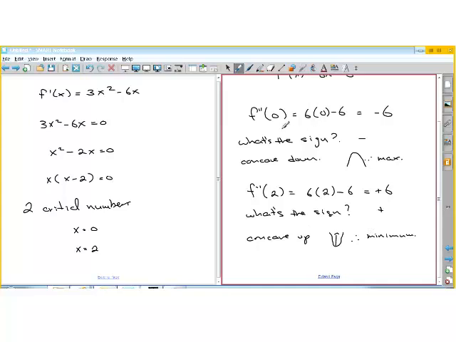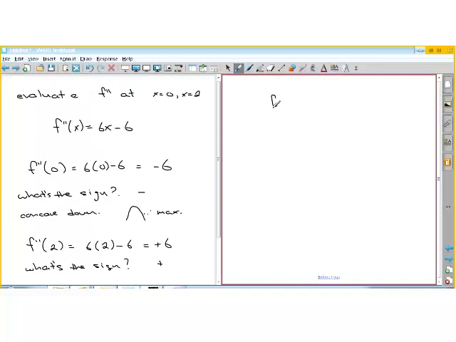So we know that x equals 0 gives us a max and x equals 2 gives us a minimum, and so we can just plug those in. So now what we do is we take the value of the function at 0. So the value of the function is x cubed minus 3x plus 3. So f of 0 is 3, because these just drop out.